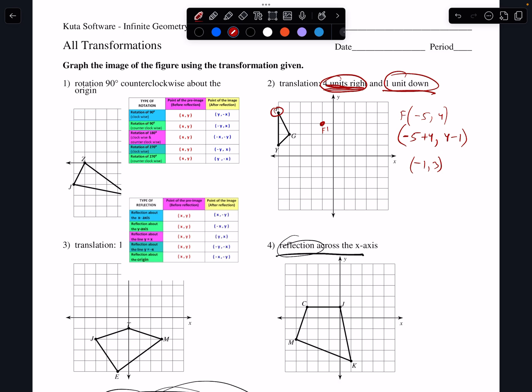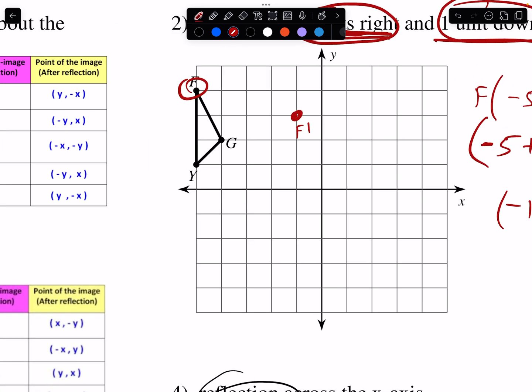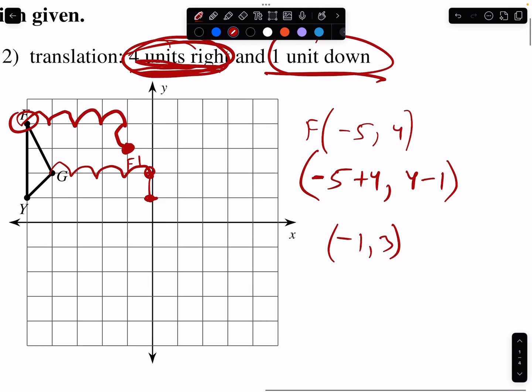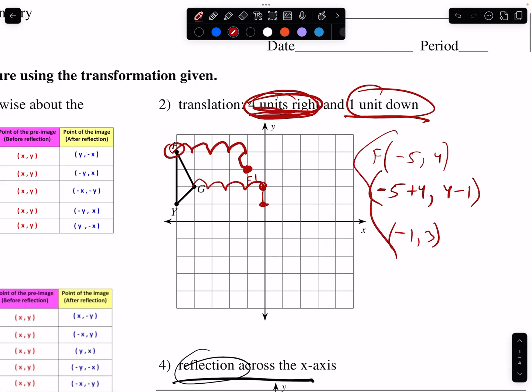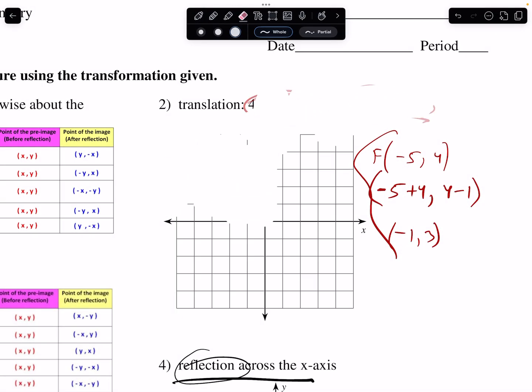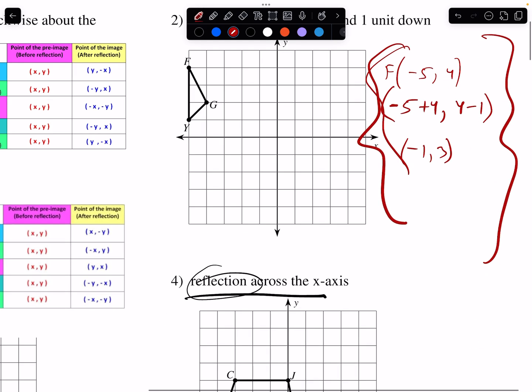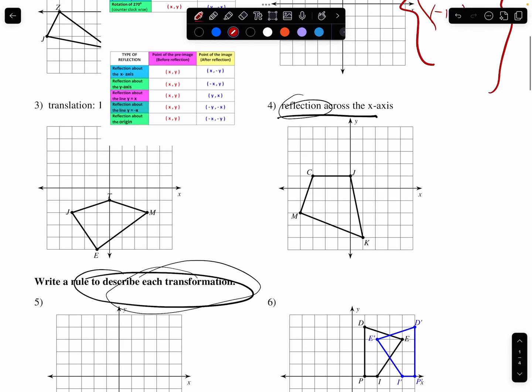So now let's look at this. 1, 2, 3, 4, right? So we did 4 units to the right, so positive, and then 1 unit down, okay? And you're basically gonna do that for each one, but in order to not do that, I want to see this work right here. You can check yourself by this, but I don't want to see too much mess here, okay? I do not want to see mess. I want to see it done mathematically. I want to see the coordinate points, all right?